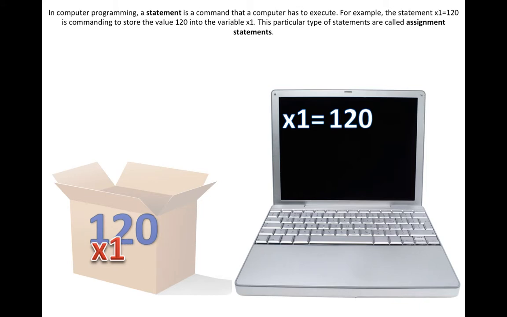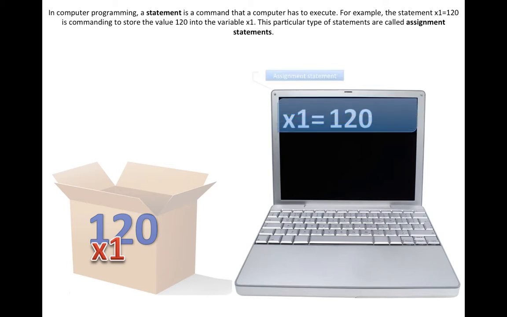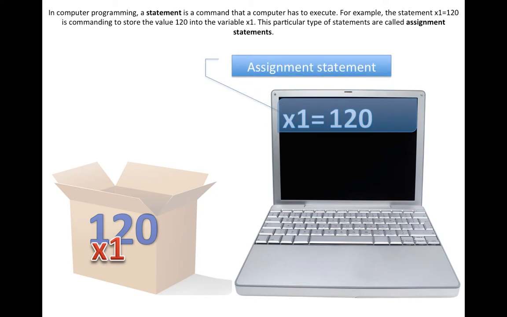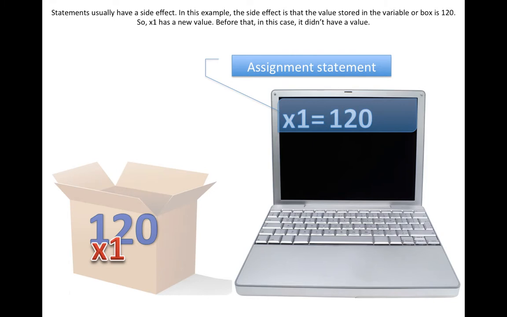In computer programming, a statement is a command that the computer has to execute. For example, the statement x1 equal to 120 is commanding to store the value 120 into the variable x1. This particular type of statement is called an assignment statement. Statements usually have a side effect. In this example, the side effect is that the value stored in the variable or box is 120. So x1 has a new value. Before that, in this case, it didn't have a value.